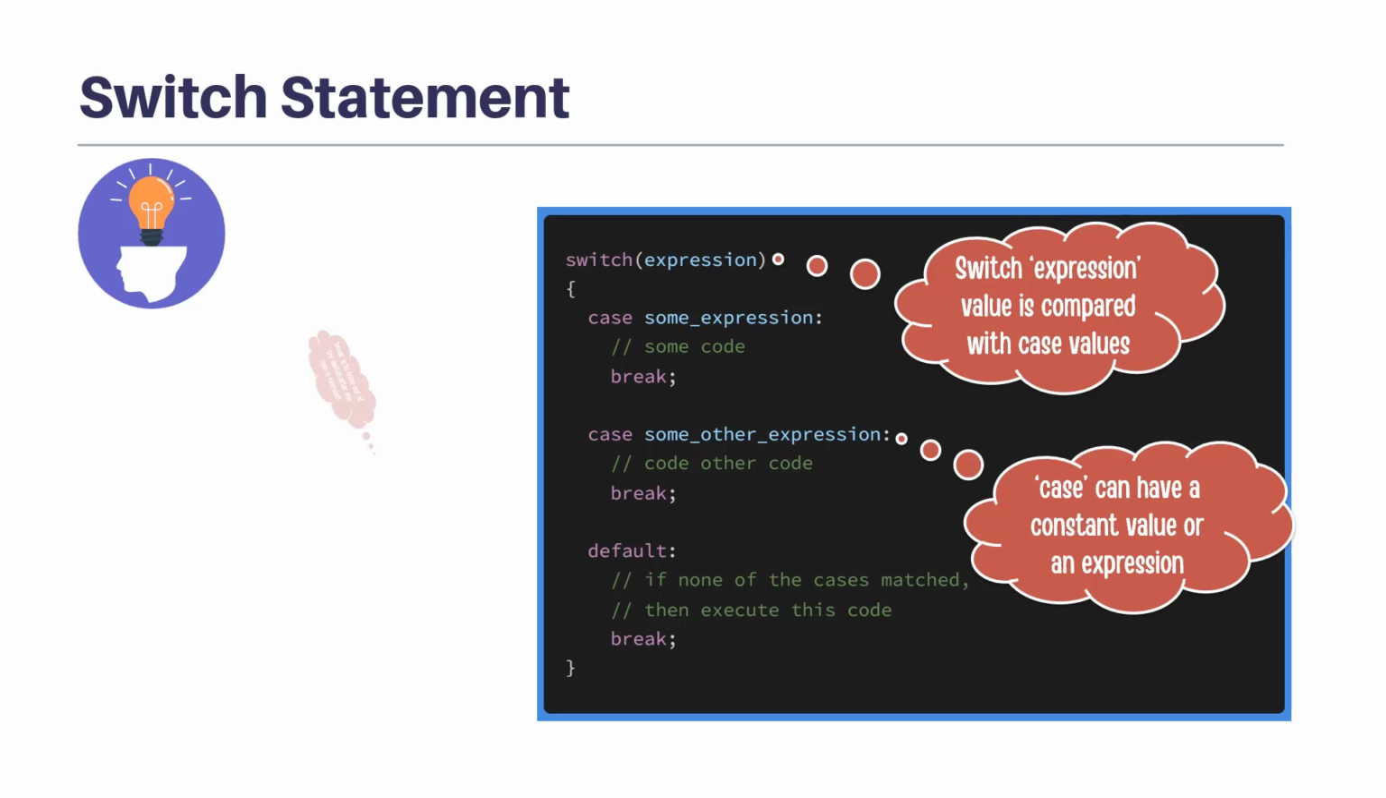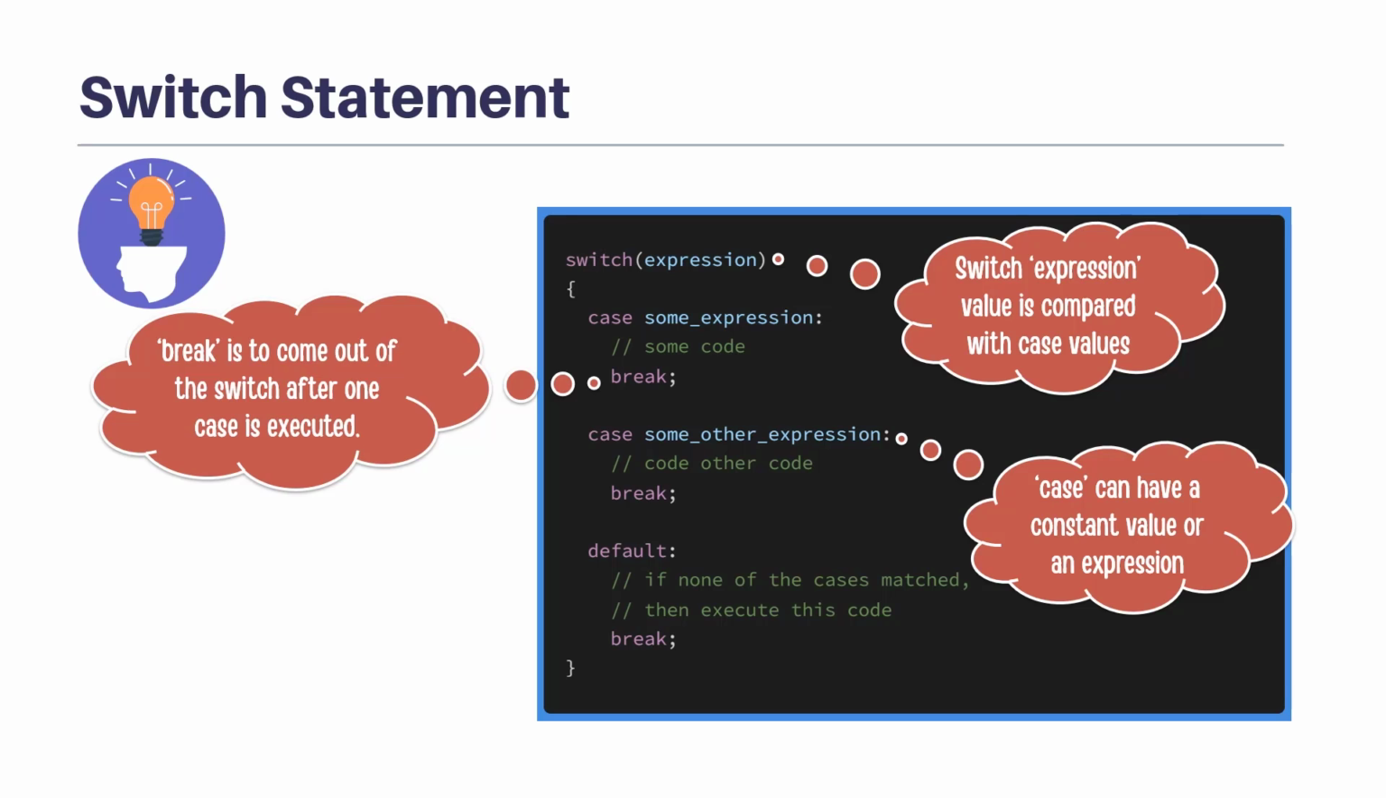Every case block ends with the keyword break. This break keyword passes the control of execution outside the switch statement. Instead of a break statement, we can also use a return statement to return from the method which contains the switch statement, or else we can use a throw statement to throw a new exception.